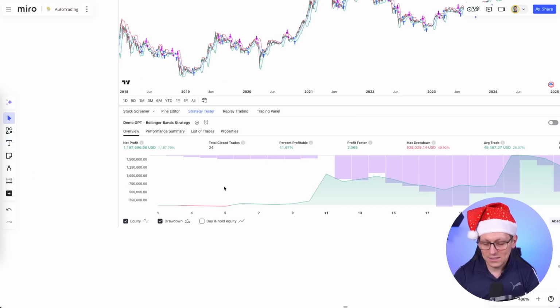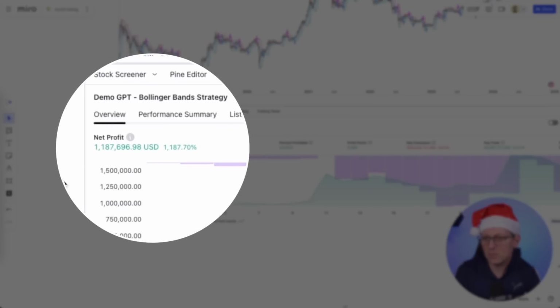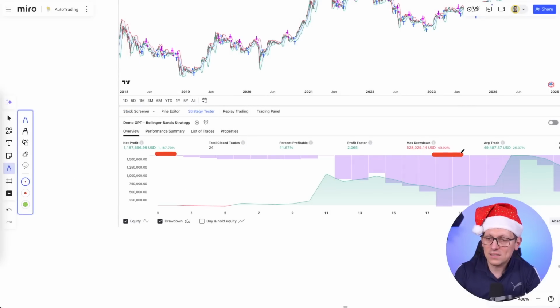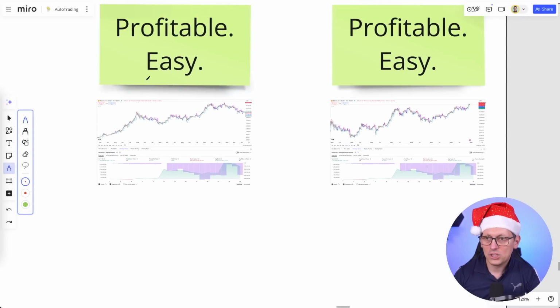And it has exactly the same numbers. Of course, it has the same numbers, right? Because it's the same problem. It's exactly the same thing to solve. So it has the exact same result as the ChatGPT version, right?